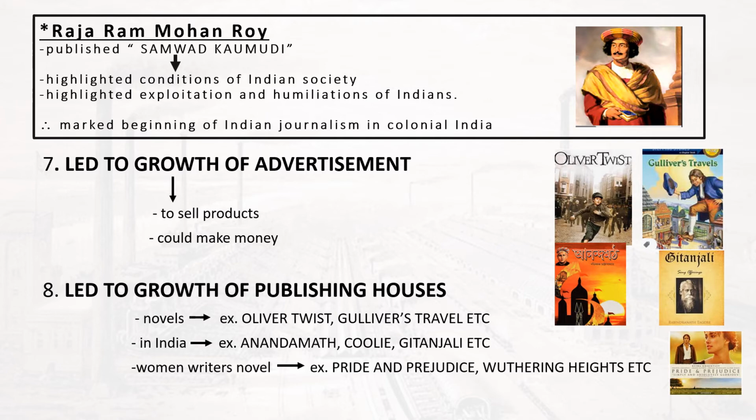And there were women writers who wrote novels. Pride and Prejudice was written by Jane Austen. Another famous novel was Wuthering Heights.